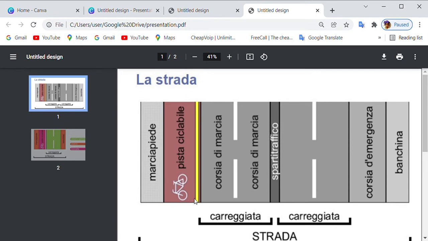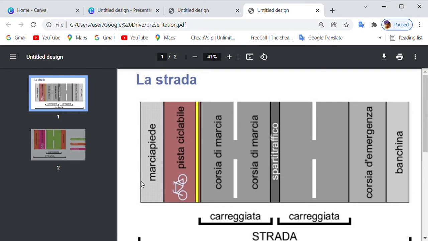So the carreggiata is only meant for vehicles and animals. Like if you are going with a horse and all those things. It's not meant for walking. You are not allowed to walk on this place, and you are not allowed to drive a bicycle on this place as well. Now that is the meaning of strada.